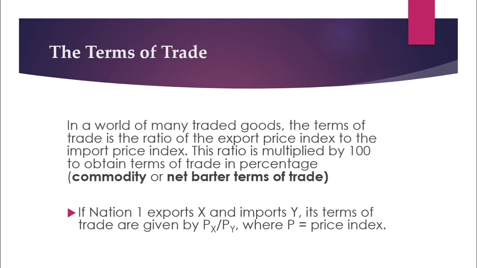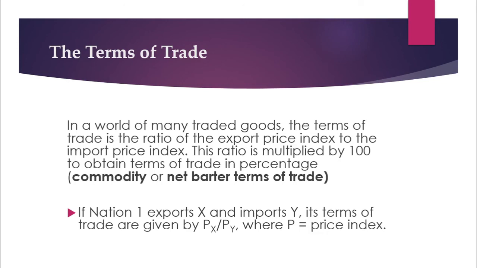And in a world of many traded goods, the terms of trade is the ratio of the export price index to the import price index. When we consider more than two commodities, we have to consider the price index of export commodities and import commodities. So terms of trade is the ratio of the export price index to the import price index, and this ratio is multiplied by 100 to obtain the terms of trade in percentage. This is also known as commodity or net barter terms of trade.